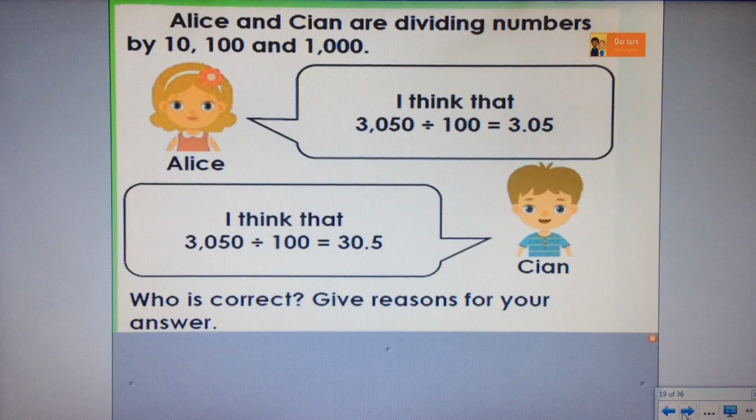So Alice and Kian are dividing numbers by 10, 100 and 1000. Alice says, I think that 3050 divided by 100 is 3.05. Kian says, I think that 3050 divided by 100 is 30.5. Okay, they've both got different answers. So who is correct? And give reasons for your answer. Think about what you would do, so work it out first of all, and then think about how you would explain your answer. Have a think.